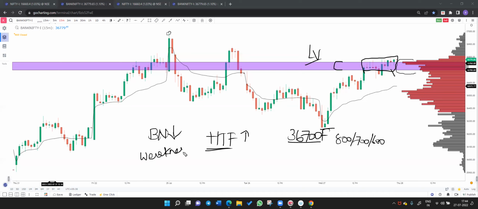This is purely from a comparative analysis. So if it is any short trades, I would prefer Bank Nifty, and if it is any long trades, I would prefer Nifty for tomorrow.